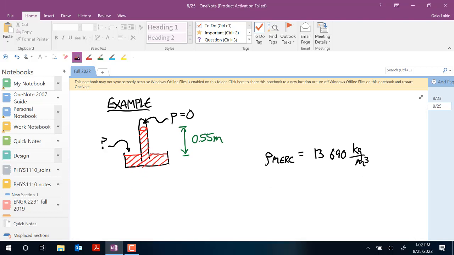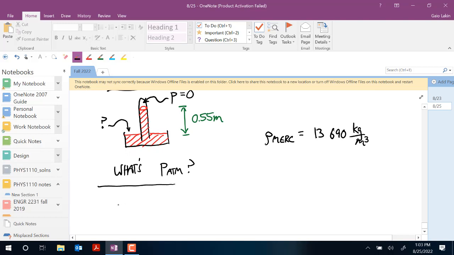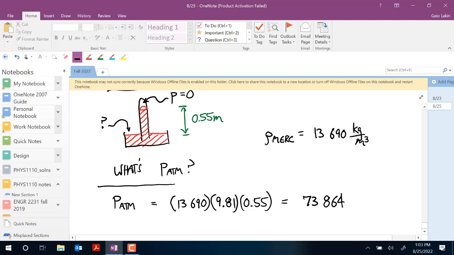Okay, so we have all the values, and we want to know what's the atmospheric pressure. Our atmospheric pressure minus the pressure at the top of this column, which we're going to treat as 0, is equal to, in SI units, 13,690 times 9.81 times 0.55, and you get an atmospheric pressure of 73,864 pascals.